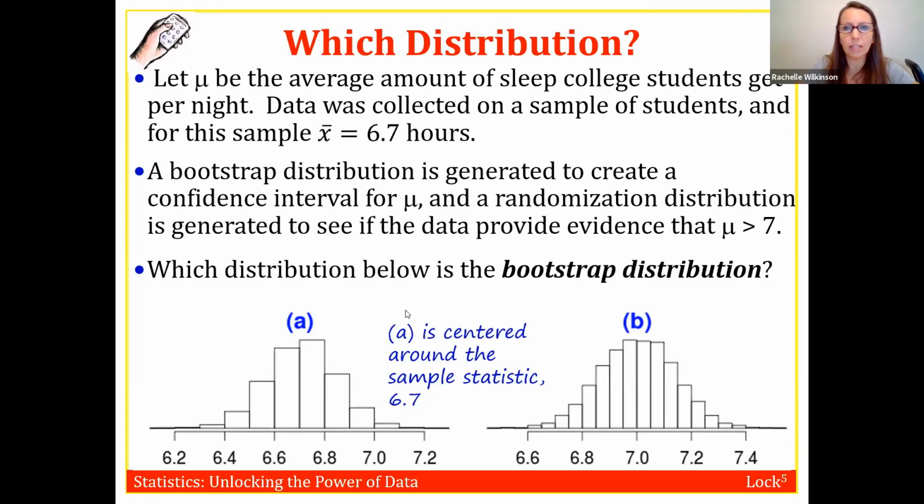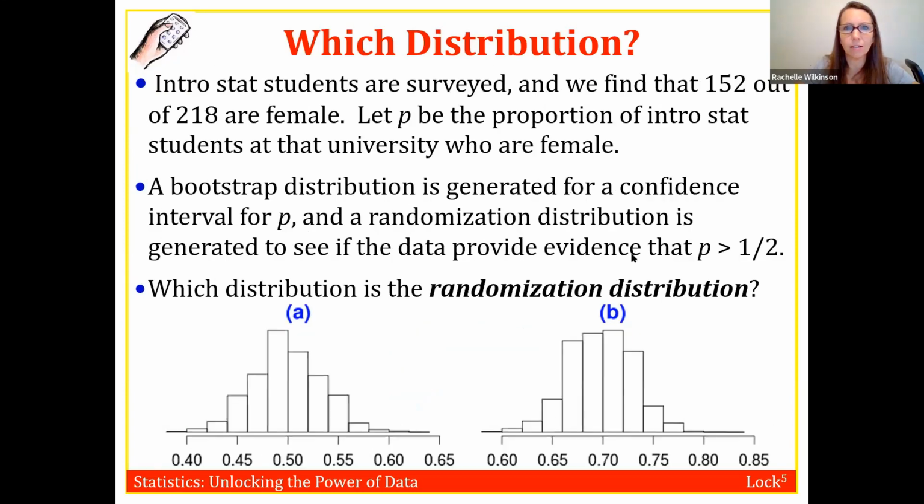Okay, let's look at the next one here. Intro stat students are surveyed. We find that 152 out of 218 are female. Let P be the proportion of intro stat students at that university who are female. A bootstrap distribution is generated for a confidence interval for P, and a randomization distribution is generated to see if the data provide evidence that P is greater than 1/2. So which of these distributions, A or B, is the randomization distribution?